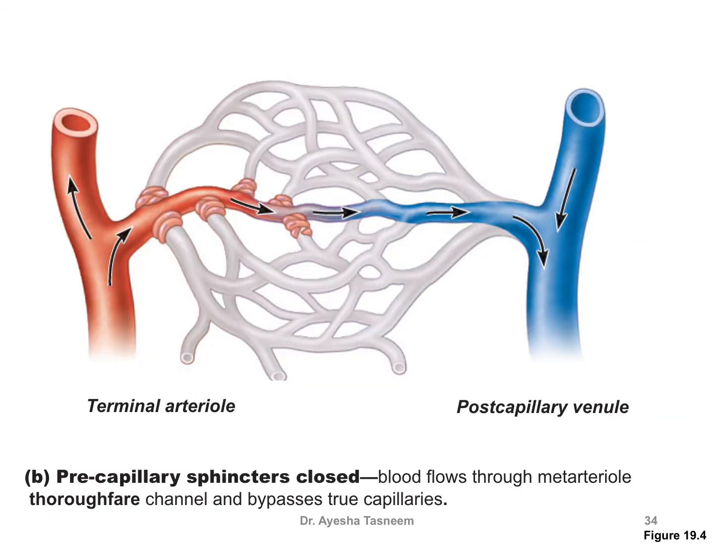Here you can see blood passes through this thoroughfare channel and goes into the postcapillary venule from the terminal arteriole to the postcapillary venule.